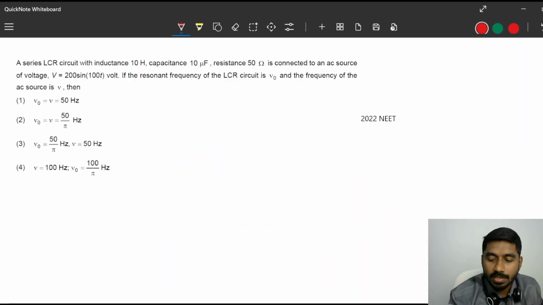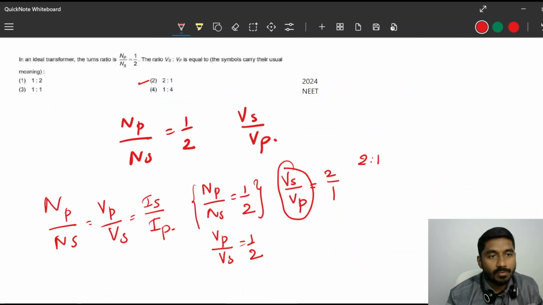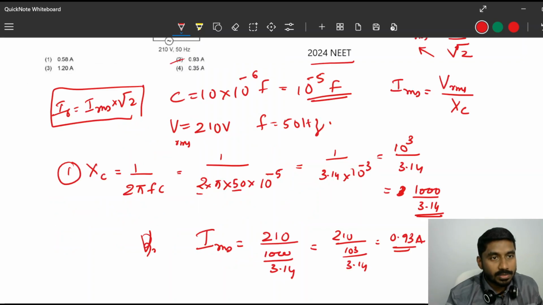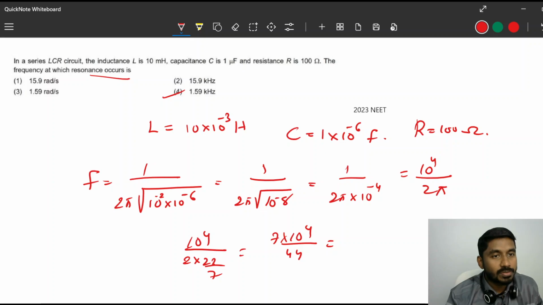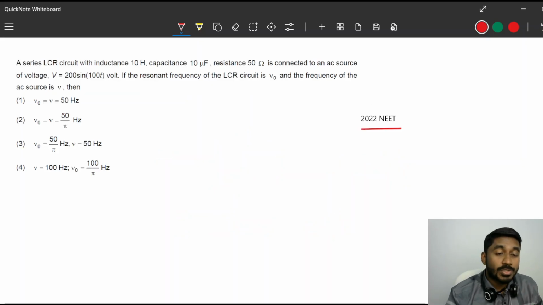Okay, so this is a question from 2022 NEET. So you check the questions from 2024. We just started with the transformers. Then one question from the capacitive reactance. Then 2023 one question, 2023 next question, 2023 again one more question. Four questions we have discussed from 2023 NEET. Now we are going to the 2022 NEET.